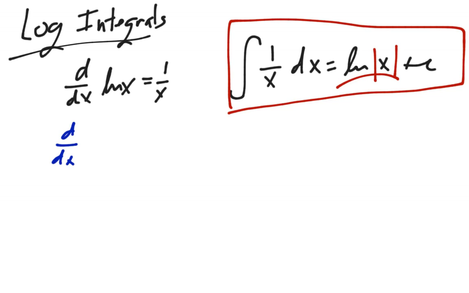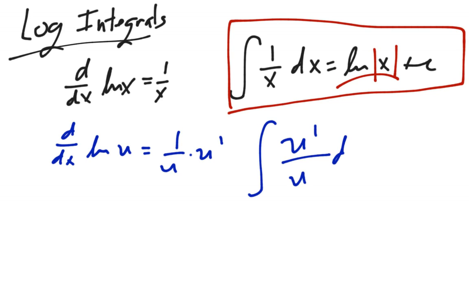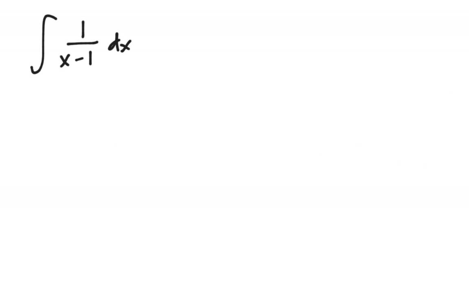So if I do the derivative of natural log of u, then I get 1 over u times u prime. And this is a more common integral where I'm integrating the derivative of a function over the function itself, dx, and this will get me the natural log of absolute value of u plus c. A very common u-substitution with natural log is basically a constant divided by a linear term.